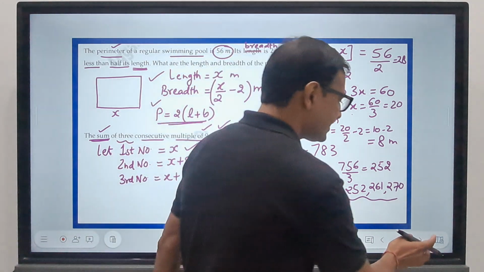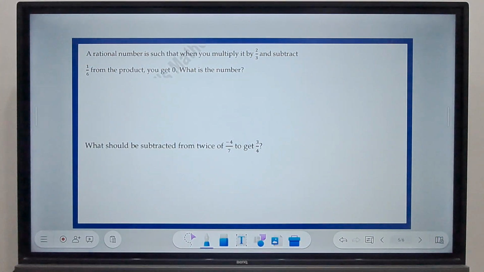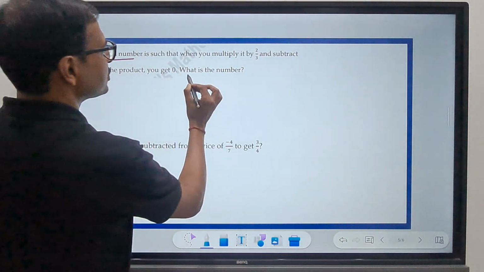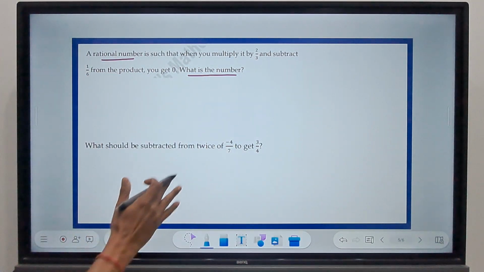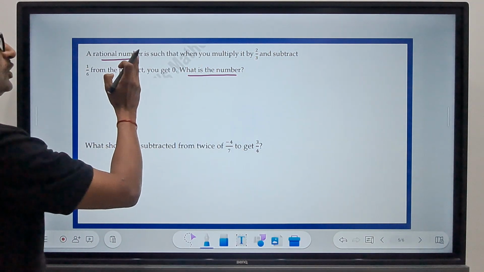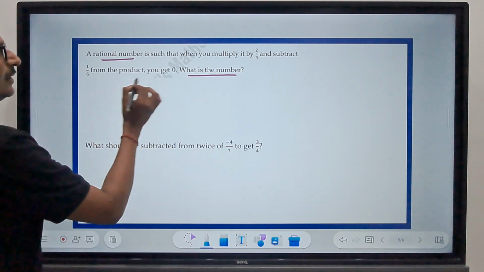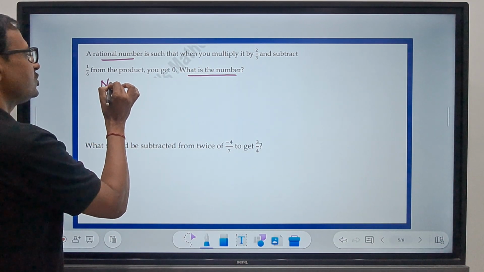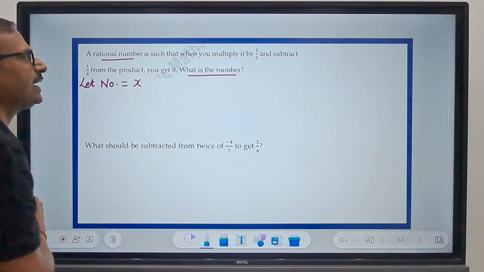Let's have the last 2 questions for this video. A rational number, and we are asked to find the number, right, is such that when you multiply it by 2/3 and subtract 1/6 from the product, you get 0. What is the number? So again, the number is to be assumed as x. Let number is equal to x.